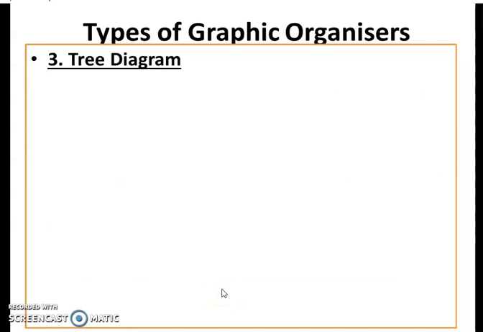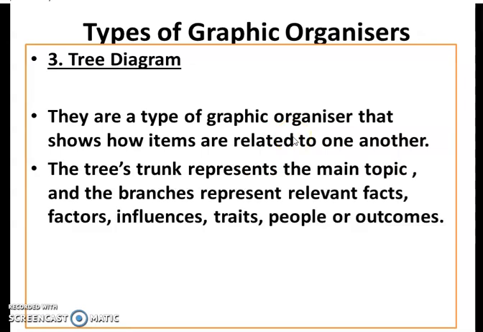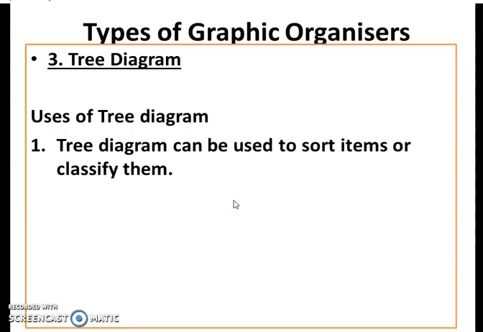It also helps point out the areas where the students must investigate more, like that of a spider map. Now the next type of graphic organizer is a tree diagram. It is a type of graphic organizer that shows how items are related to one another. Now the tree's trunk represents the main topic and the branches represent the relevant facts, factors, influences, traits, people or outcome.